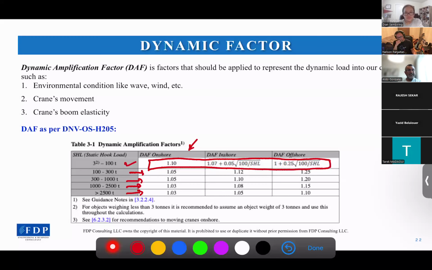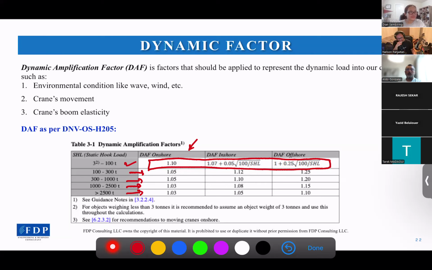So you want to say that you will use the offshore dynamic factor when you are doing the lifting in Algeria, when doing the installation, right? Yes. So now in Algeria it is everywhere. Correct. This is just an example.